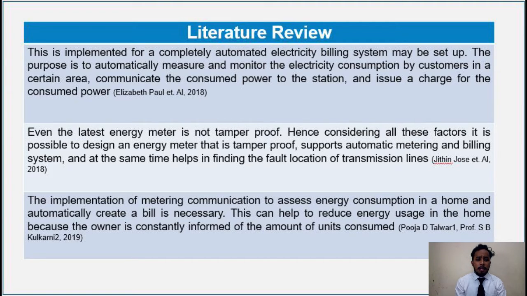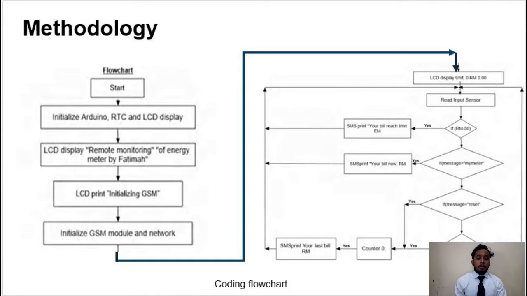Last, the implementation of metering communication to assess energy consumption in the house and the necessary automatic billing. This can help reduce energy usage in the home because the owner is constantly informed of the amount of units consumed. Next, my methodology. Start with the methodology flowchart coding.